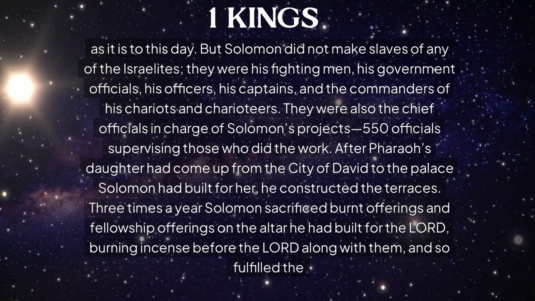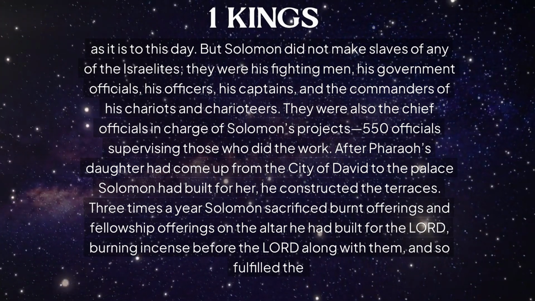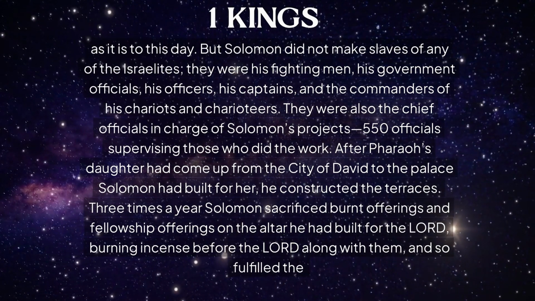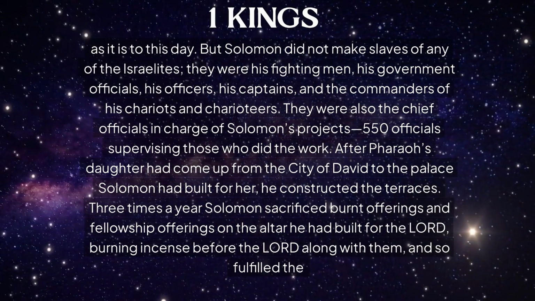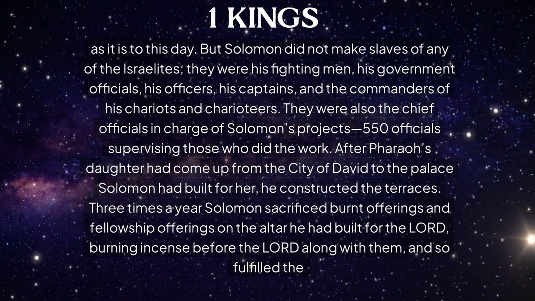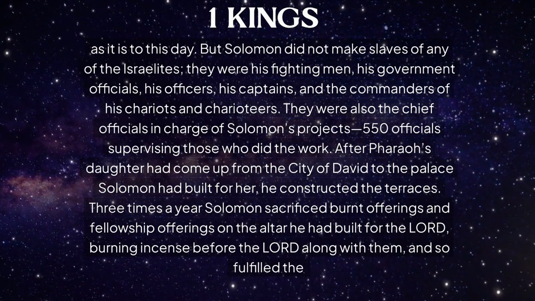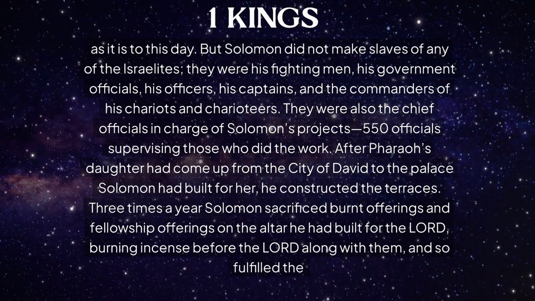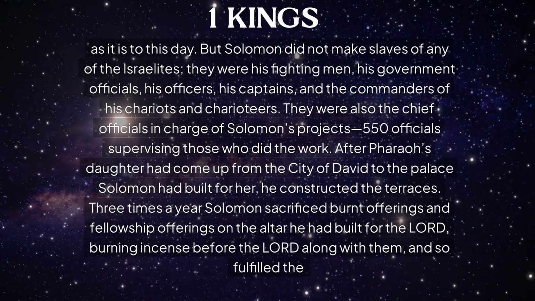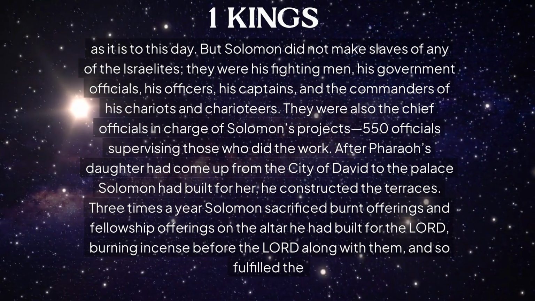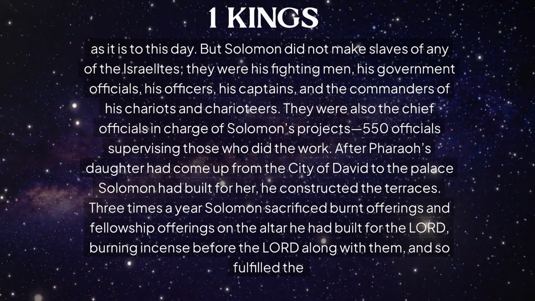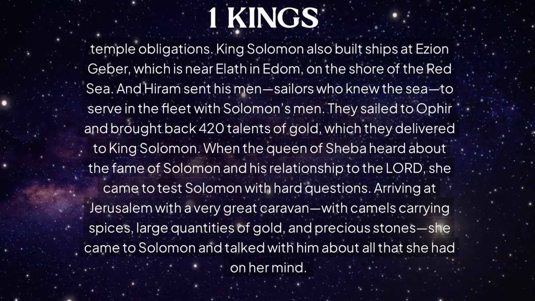They were his fighting men, his government officials, his officers, his captains, and the commanders of his chariots and charioteers. They were also the chief officials in charge of Solomon's projects, 550 officials supervising those who did the work. After Pharaoh's daughter had come up from the city of David to the palace Solomon had built for her, he constructed the terraces. 3 times a year Solomon sacrificed burnt offerings and fellowship offerings on the altar he had built for the Lord, burning incense before the Lord along with them, and so fulfilled the temple obligations.